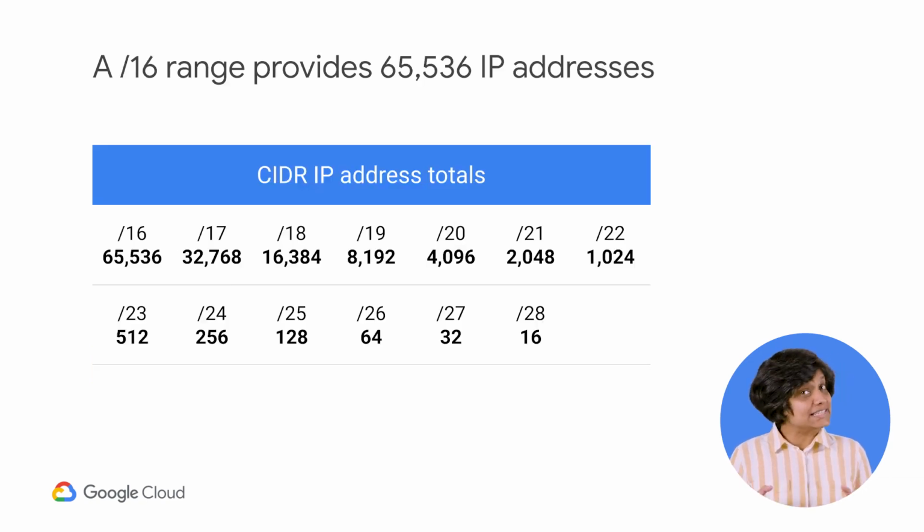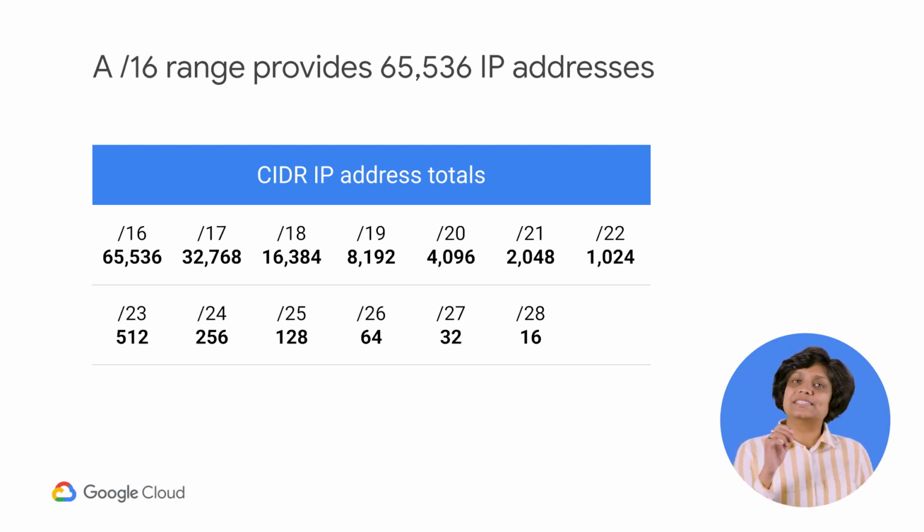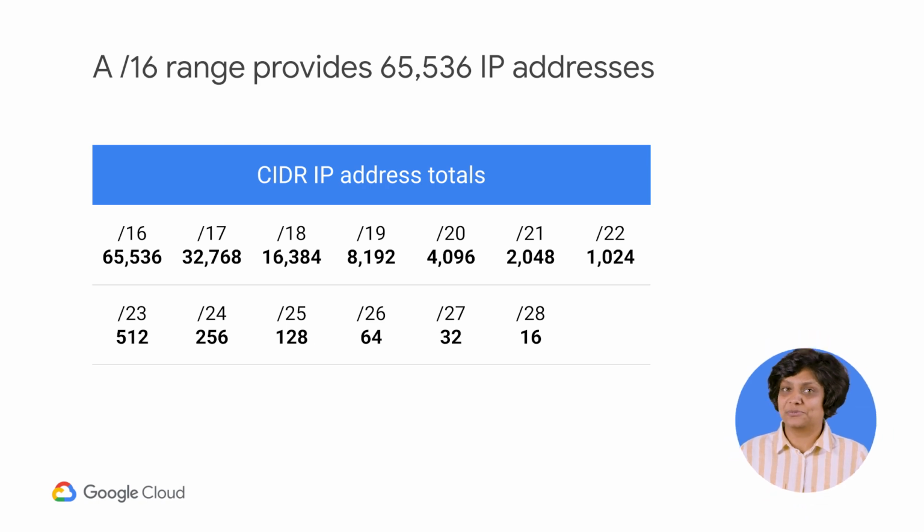A /16 range will provide 65,536 available IP addresses. Every time you add 1 to the last number, the number of available IP addresses is cut in half. As shown here, by the time 28 is reached, only 16 IP addresses are available.